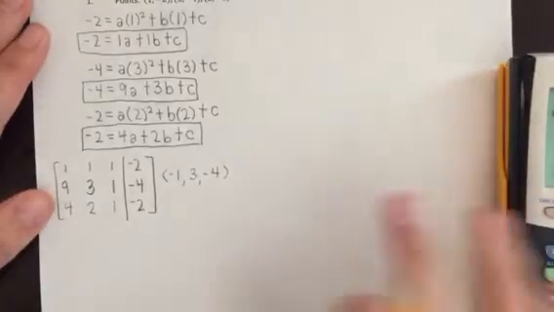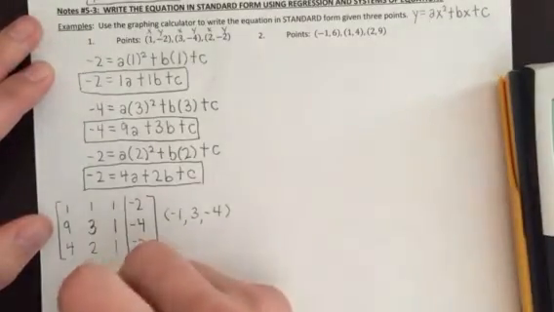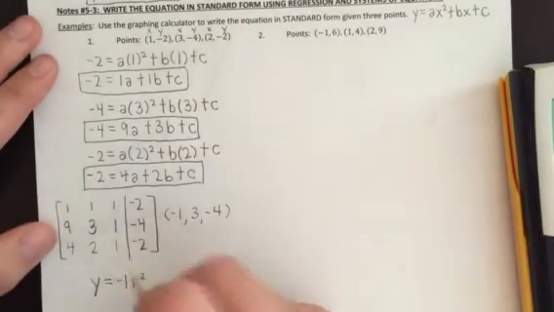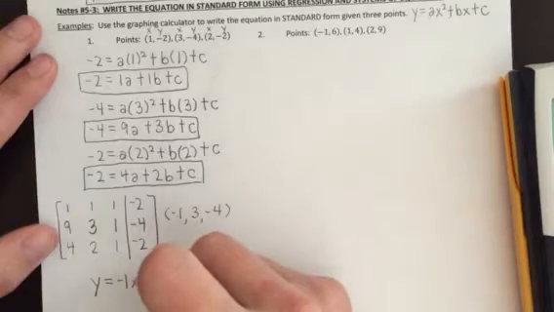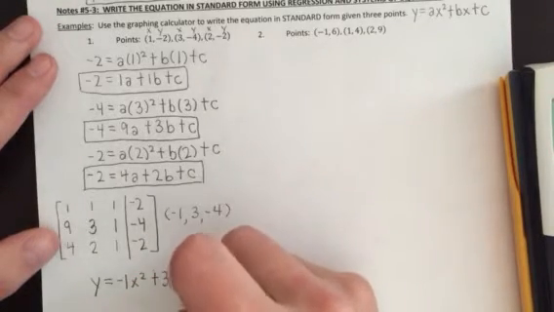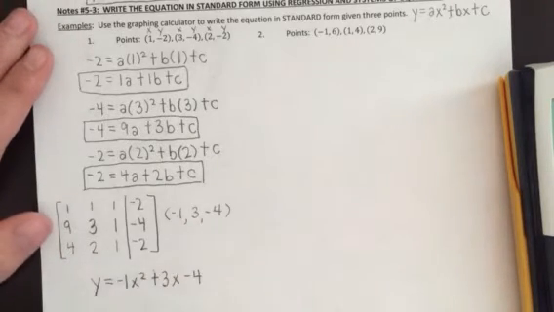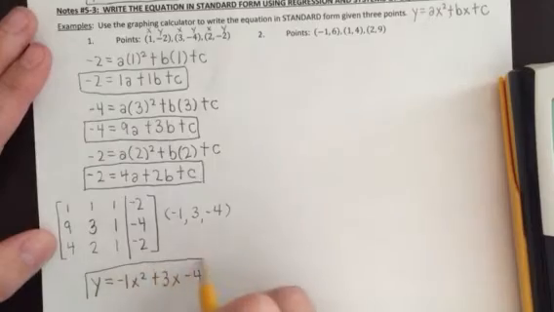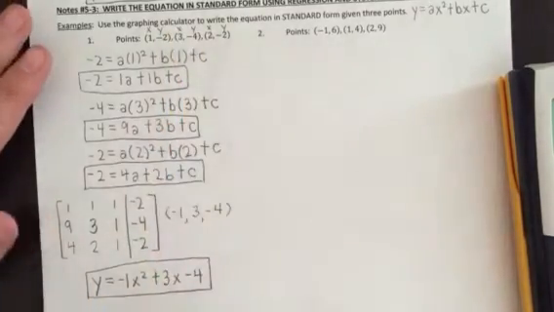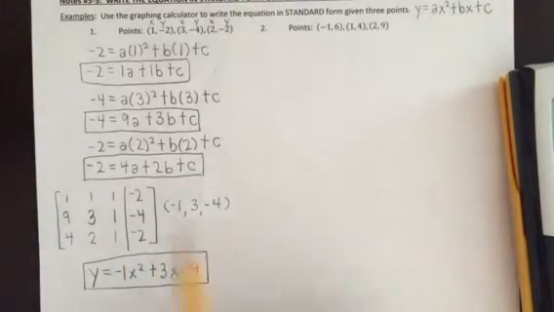So that means now, looking back up to the standard form, I can just plug this in. So it would be y equals, A is -1, so -1x squared plus B is 3. So 3x plus C, which in our case it's actually a negative, so it would be -4. So that is the equation of the quadratic that contains those 3 points. So that's one method. That's the systems of equations method.